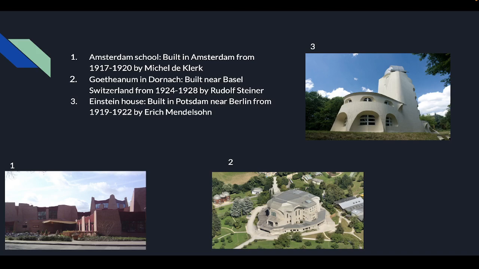The Amsterdam School is an example of Expressionist architecture, and it was built from 1917 to 1920 by Michel de Klerk, and it's right here. Another example is the Goetheanum in Dornach, built near Basel, Switzerland, from 1924 to 1928 by Rudolf Steiner, and that's right here. You can see the rounded off roof and the very peculiar design of this whole thing. And then the most famous option, which is the Einstein Tower, built in Potsdam near Berlin from 1919 to 1922 by Erich Mendelsohn. And he is a very famous Expressionist architect.